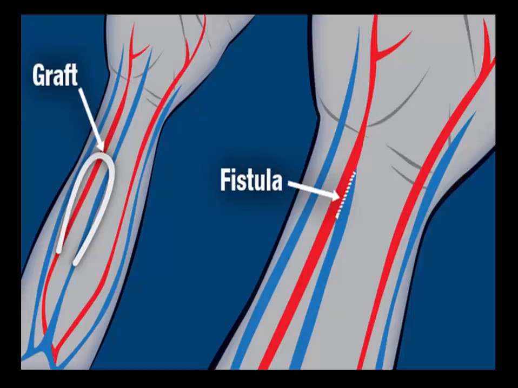The AV fistula is considered the best long-term vascular access for hemodialysis because it provides adequate blood flow, lasts a long time, and has a lower complication rate than the other types of access. If an AV fistula cannot be created, an AV graft or venous catheter may be needed.